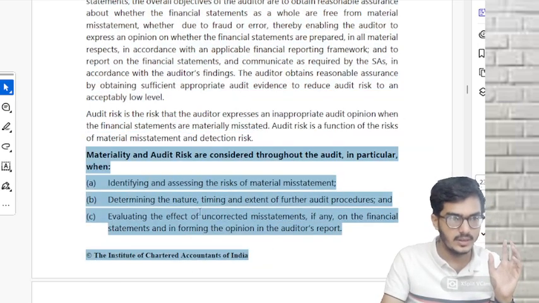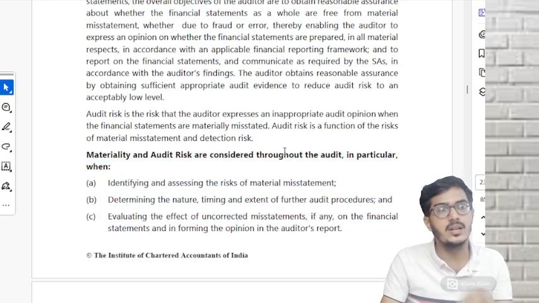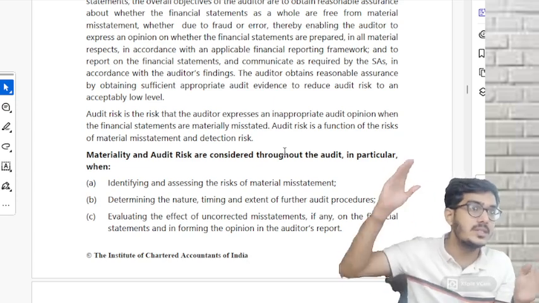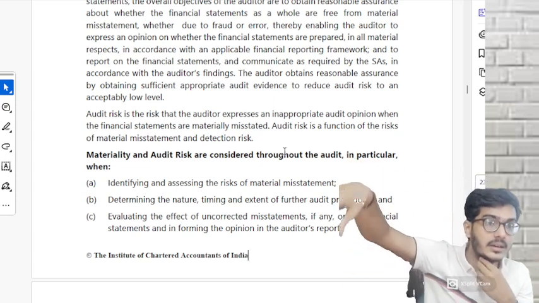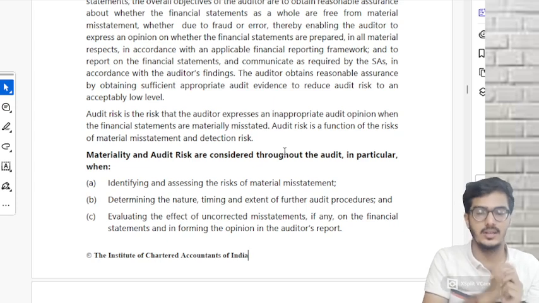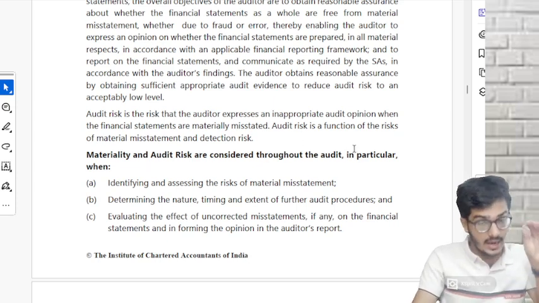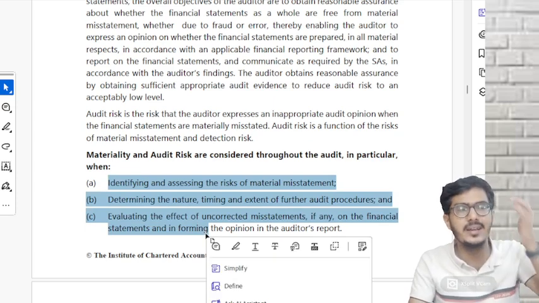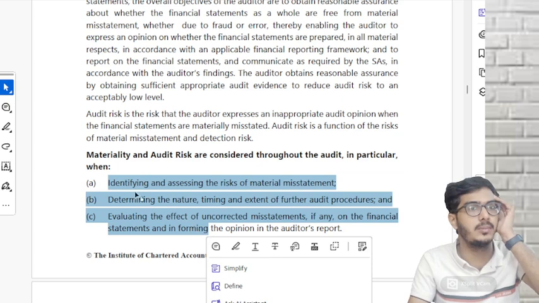Just come to here. Materiality and audit risk are considered throughout the audit. Whenever you're doing the audit, throughout the audit, that means till the auditor's report is made, till that day you're going to take into consideration materiality and audit risk. In particular, in these 3 situations, please always keep that materiality and audit risk concept in your mind.